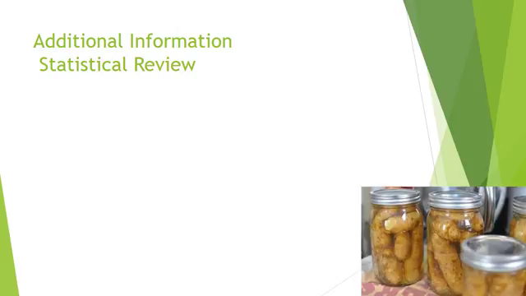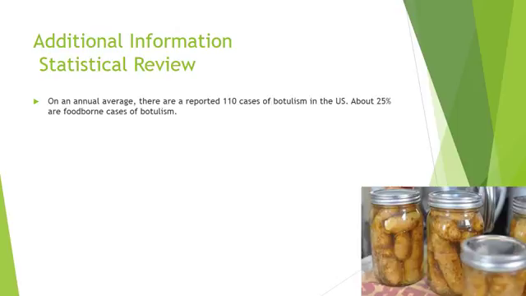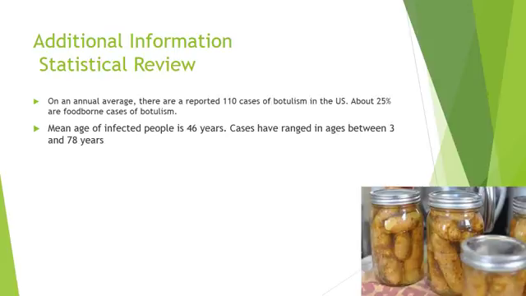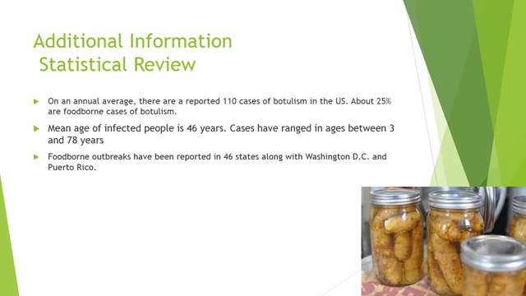Now we'll go over some additional information, a statistical review, and maybe some facts about botulism. On an annual average, there are 110 reported cases of botulism in the United States. About 25% are foodborne cases of botulism. The mean age of infected people is 46 years old. Cases have ranged in ages between 3 and 78 years old. Foodborne outbreaks have been reported in 46 of the 50 states, along with Washington, D.C. and Puerto Rico.